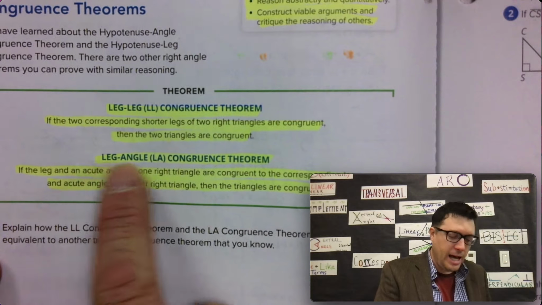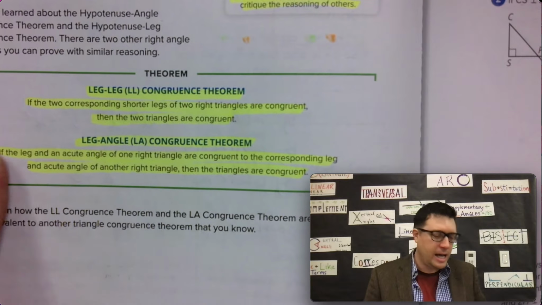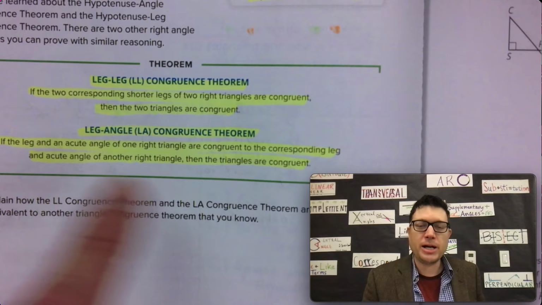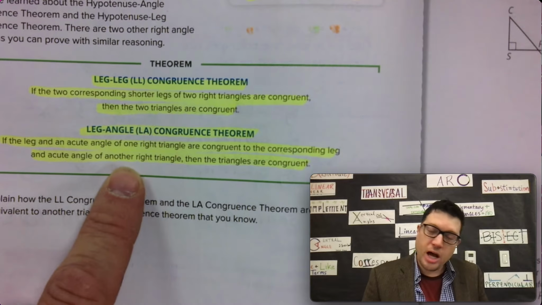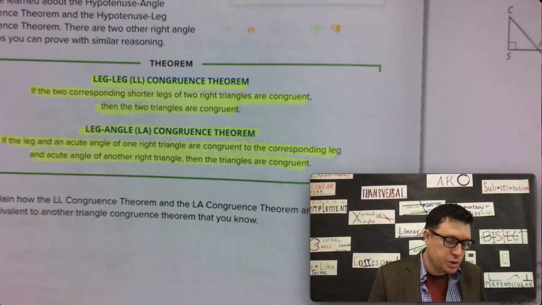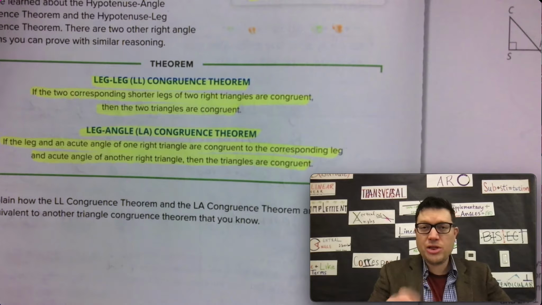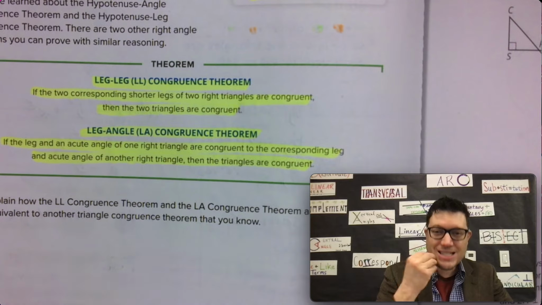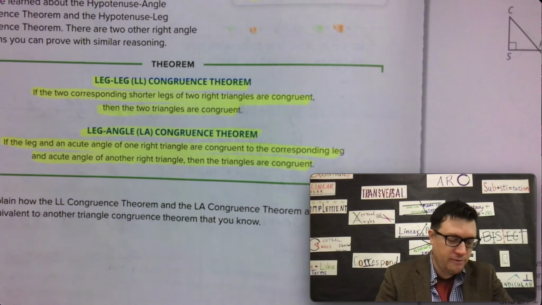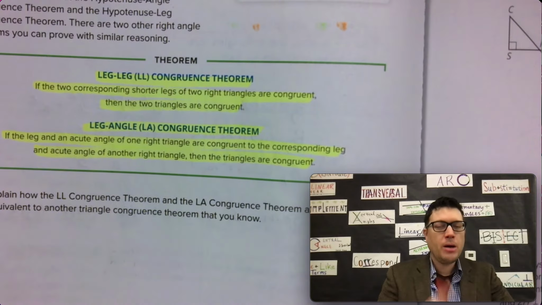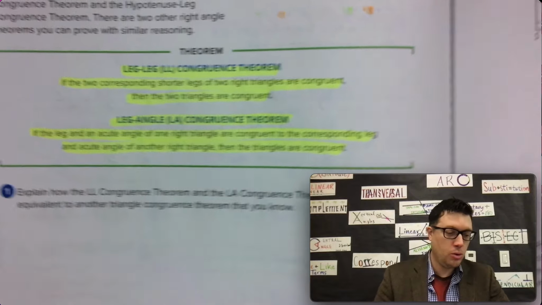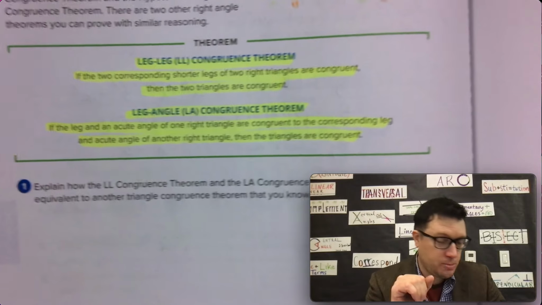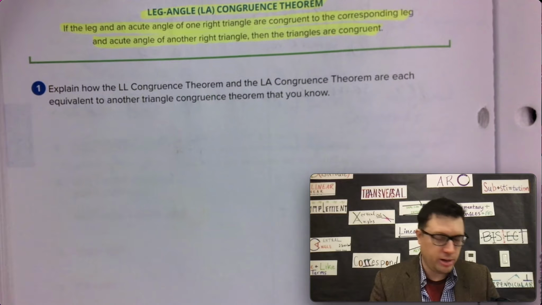And then the leg-angle congruence theorem: if the leg and an acute angle of one right triangle are congruent to the corresponding leg and acute angle of another right triangle, then the two triangles are congruent. On this page, I'm going to do less writing and more explaining. You need to synthesize what I'm saying in the video, and you need to put it down here. But I'm going to show you on the note cards. Instead of maybe writing on this page, you show me the note cards you made for this page, similar to what I've already created.